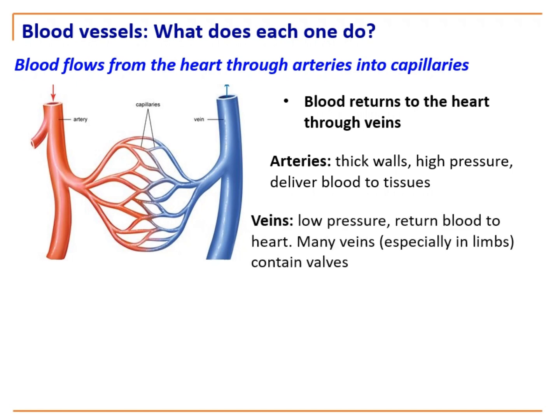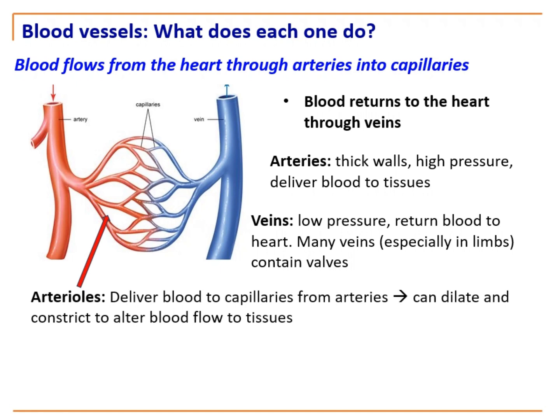The veins are very low pressure and they return blood to the heart, and especially in the limbs, some of these veins have got valves to ensure one-way transfer. And the arterioles, which I've just shown here, are the things that come from our arteries and deliver blood to the capillaries. The key thing about these is they vasodilate and vasoconstrict, and therefore can alter the amount of blood coming to the capillaries and therefore the tissues that the capillaries are within.